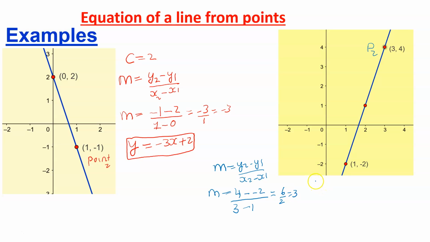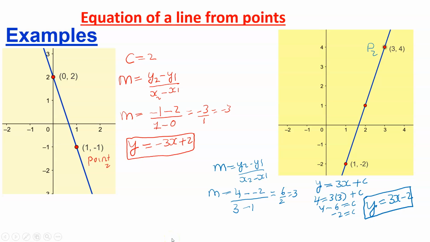Once we know the gradient of 3, we can fill in the general equation, which gives us 3x plus c. We don't know c yet. Let us use one of the 2 points to find our c. Let's use the top one. So here is 4, because the y coordinate is 4. Here is 3. Here is c. That gives you 4 minus 6 is your c. That gives you minus 2 is your c. Put them together. Finally, the gradient was 3x, and the intercept is minus 2.